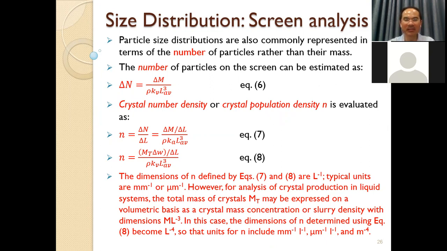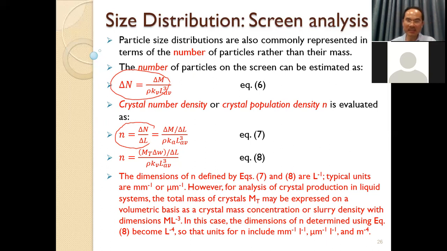And then you can calculate delta N, and then you can calculate the crystal population density, or crystal number density, by dividing this by delta L. In a similar way to the previous, we divided delta W by delta L and you get the crystal size distribution. But in this case, you divide delta N by delta L and you get the population density. The crystal density or number density has units per liter, or per volume. The typical units are per millimeter, per micrometer, something like this.